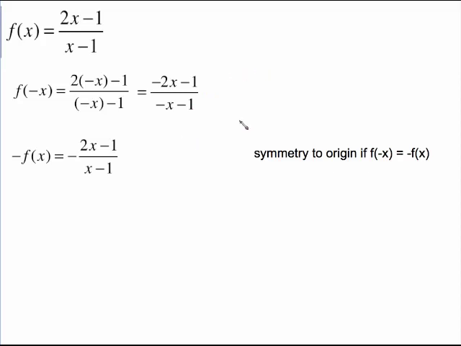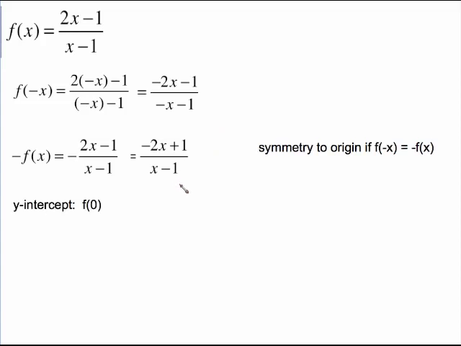So let's also check for symmetry to the origin. To check that, I'm going to have to see if these two things are the same. So negative f of x just means to negate the original function. So I just put a negative sign in front of the original function. Notice that negative sign just goes right even with the line. The negative in front of a fraction means the negative could be distributed to the top or the bottom, not both. I choose to distribute it to the top, and now this is what I'm comparing these two. Are these two things exactly the same? No, that means there is no symmetry.